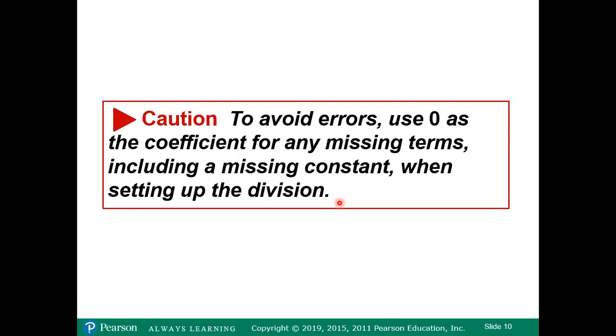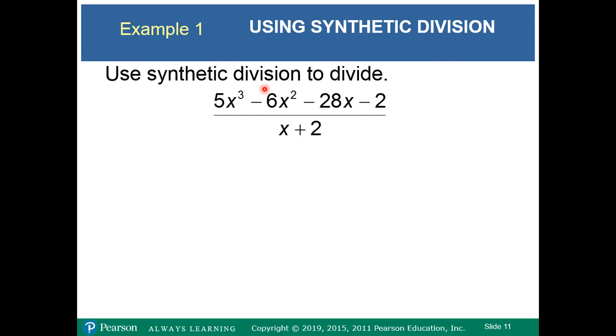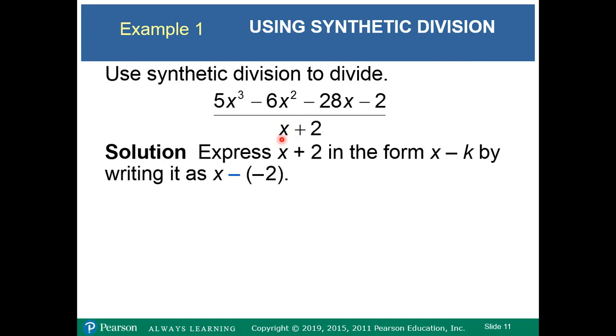Now, to avoid errors, use 0 as a coefficient whenever there are missing terms. We always want to include missing terms when we're setting up the division, else you'll make a mistake. In this case, there are no missing terms, right? They all go in decreasing order. So now we're going to use synthetic division. Remember, the form has to be x minus k. So what is k in this case? It's going to be minus a negative 2, so k is negative 2. We have to be careful when it comes to that.